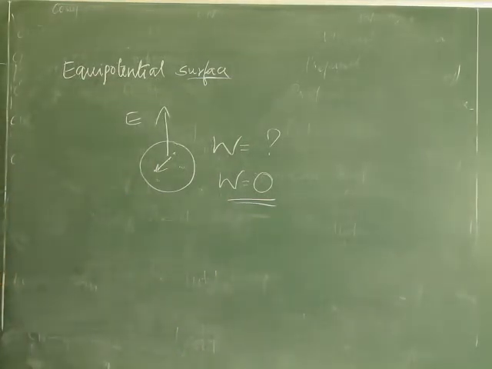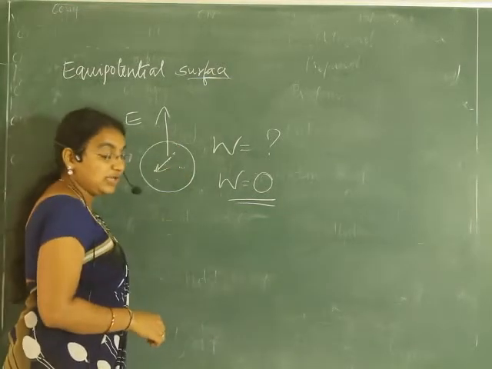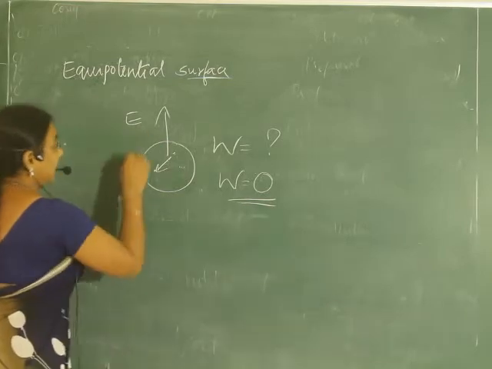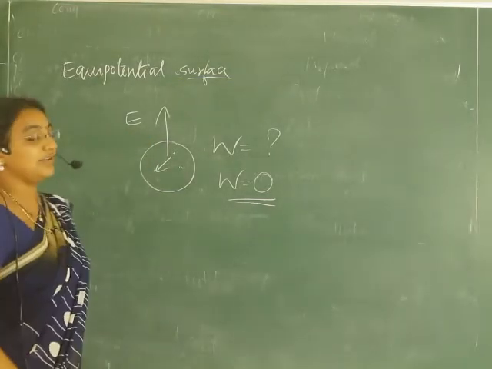Next, two equipotential surfaces never cross each other. Then component of the electric field along the equipotential surface is 0. Electric field is always normal to the equipotential surface, and electric field along the equipotential surface is 0.